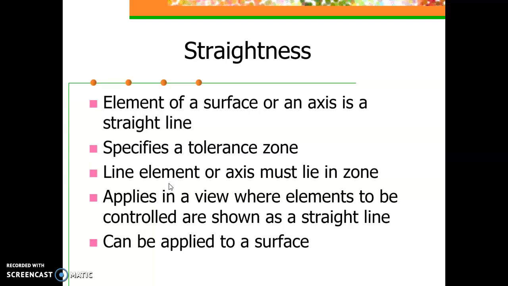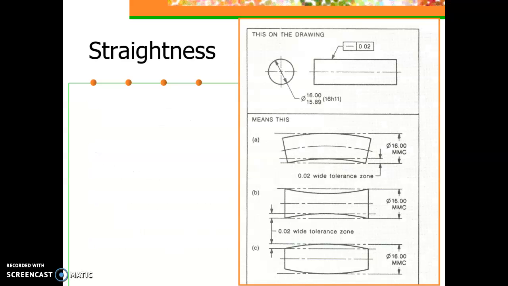So the element being indicated has to lie within that zone. If it goes outside the zone, it's rejected. But as long as it remains within that tolerance zone, it is an accepted part. So let's take a look at an example here.